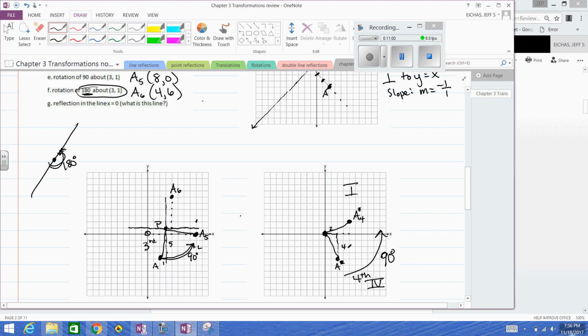Okay. Keep going. Reflection over the line x equals 0. x equals 0 is a vertical line, and it's the same as the y-axis. So if we take A and reflect it, we're going to go 1, 2. We're going to go right back here. That's going to be (-2, -4). So that's going to be A sub 7. And that's it for that one. All right, that's it for the first video. I will put up a few more to finish the rest of the review packet.